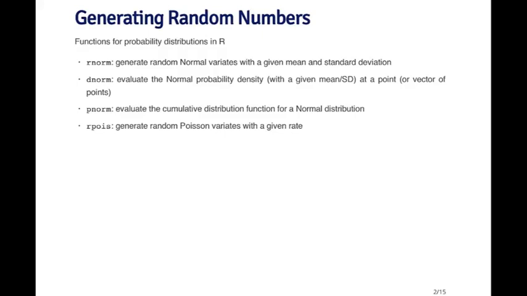Another function for generating random variables is the rpois function, which generates Poisson random variables from a Poisson distribution with a given rate. So there are a number of functions for generating random variables from the standard probability distributions, and you can use these to run simulations.